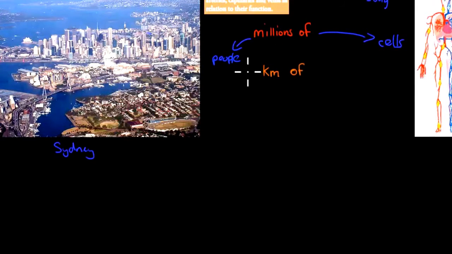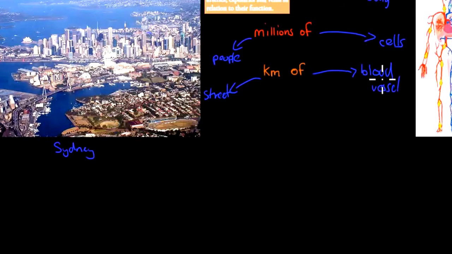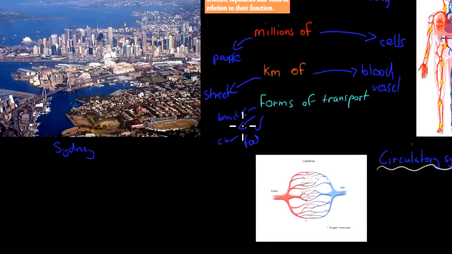Now in terms of the actual transport, we have kilometers of roads or streets that connect people in cities, and we have kilometers of blood vessels in our body. And they have the same purpose, to connect cells and to supply them with different substances. Then we've got forms of transport, so this would be, for example, a truck or car, or we could go by foot. When it comes to a city, we can have these different forms of transport.